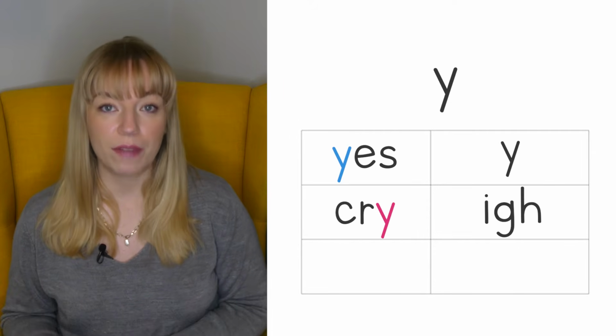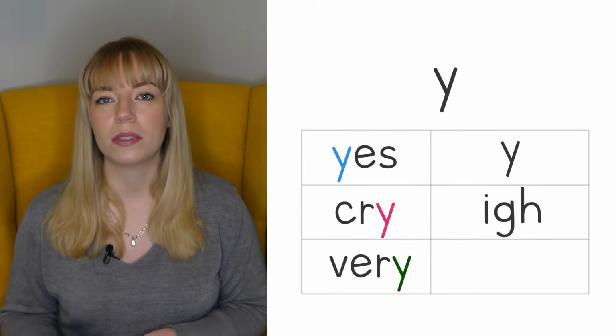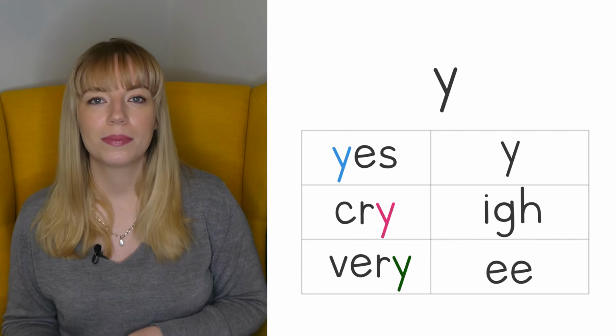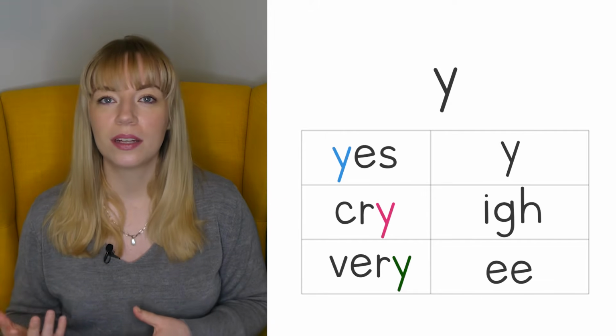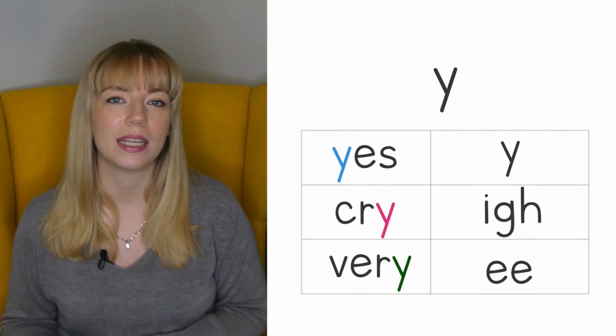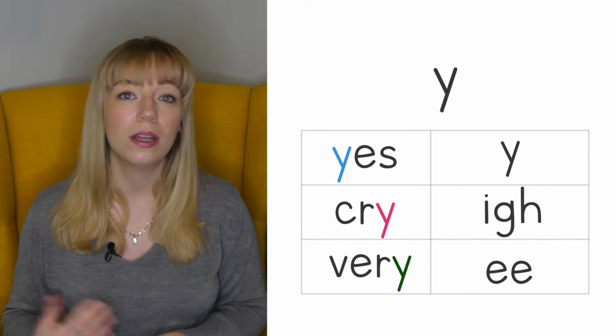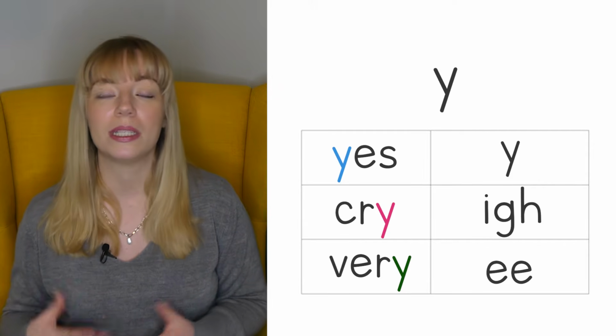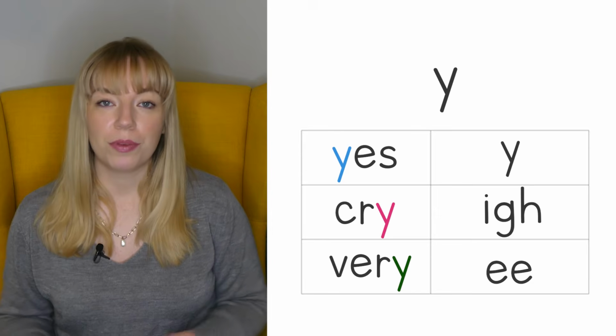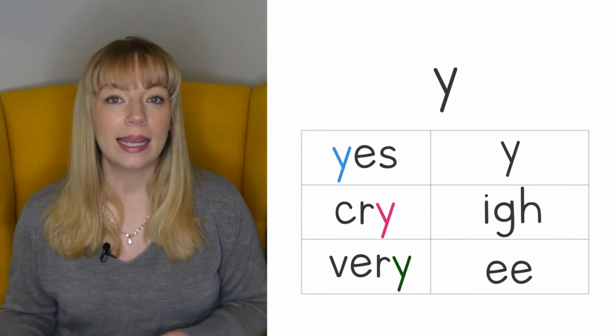In the word very, the Y represents the sound E. So that's an alternative sound for the letter Y, but also an alternative spelling for the E sound, which can also be represented by EE, for example.